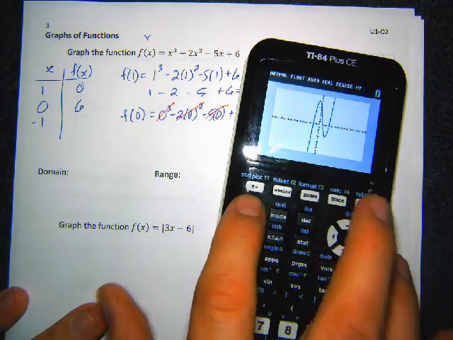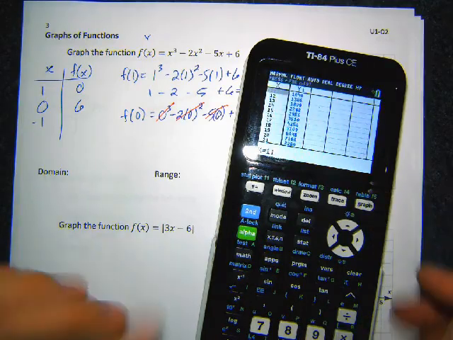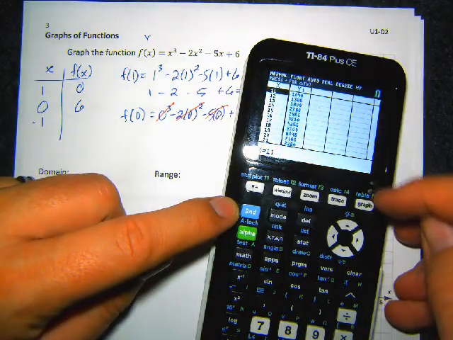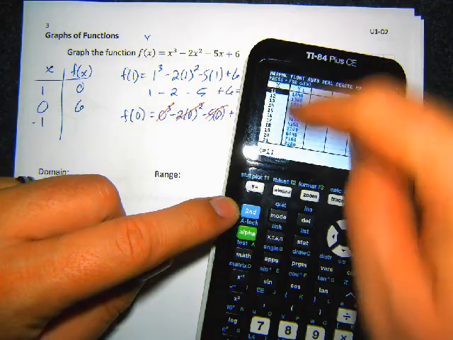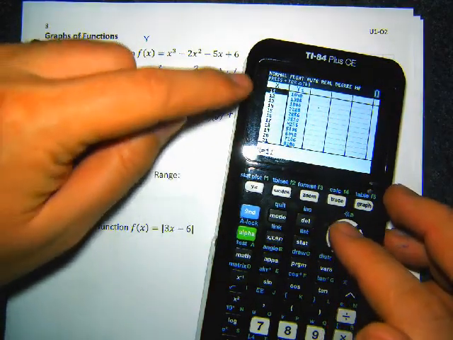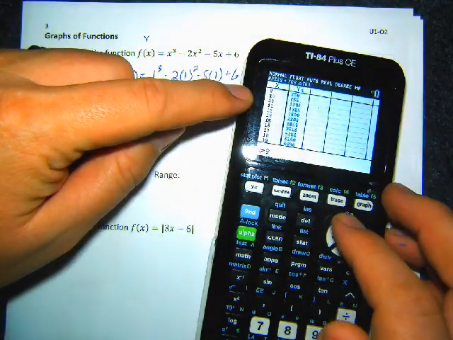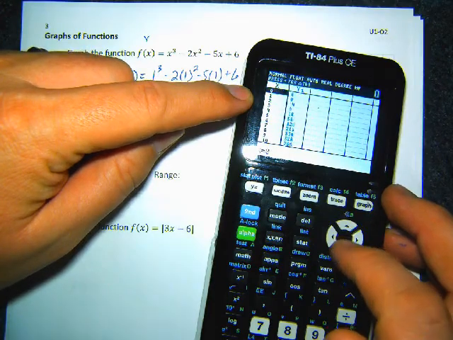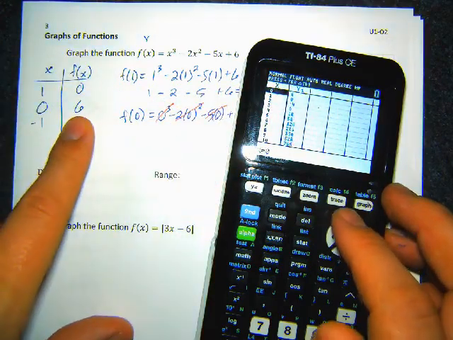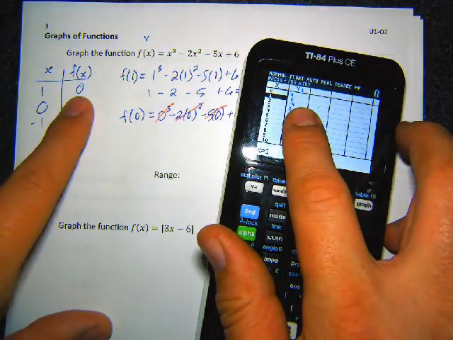But if you hit second before you hit graph, it makes you do the table option instead of the graph option. And then it actually gives you a table of values. Now, in my table, I'm way down at 11 for some reason, so I'm going to go back closer to 0. And you see at 0 there, I got the 6 that I got. At 1, I got 0.